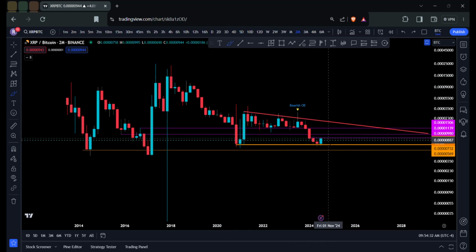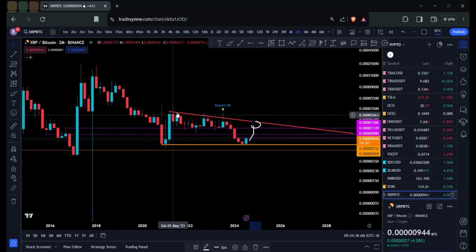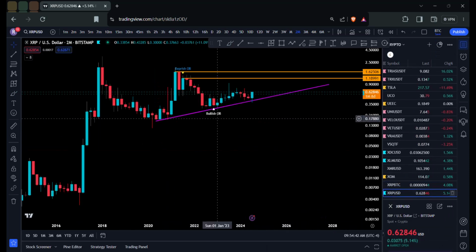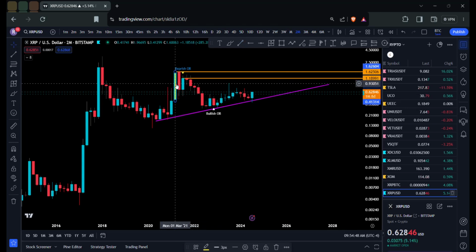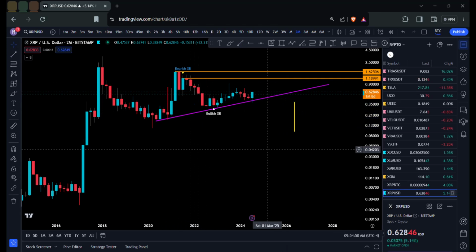So if that happens, right, and we just go back to this little level here, XRP versus the dollar, right? Let's just look at this. What was this? March 2021. March 2021. So it's this candle right here. Now, we're going to take that and put it to the side.